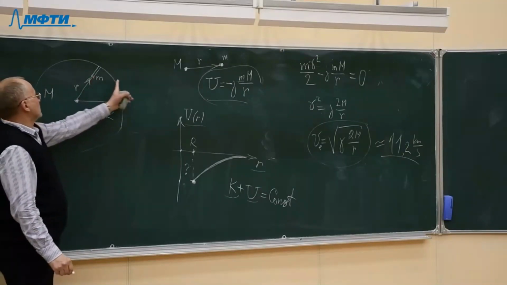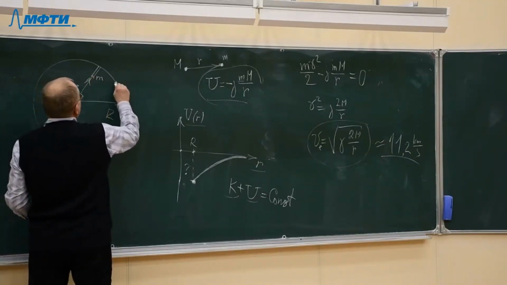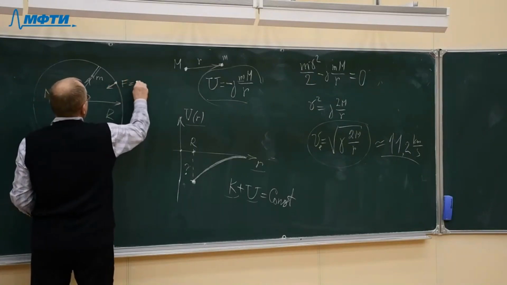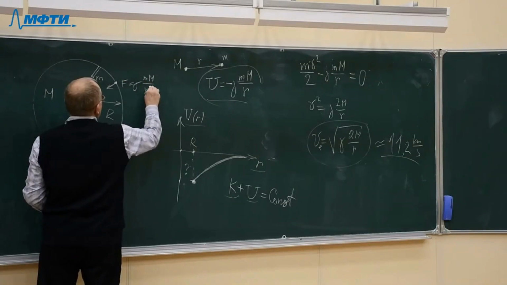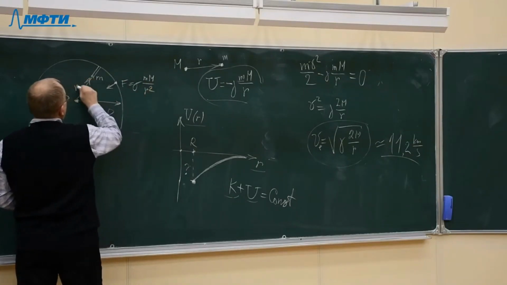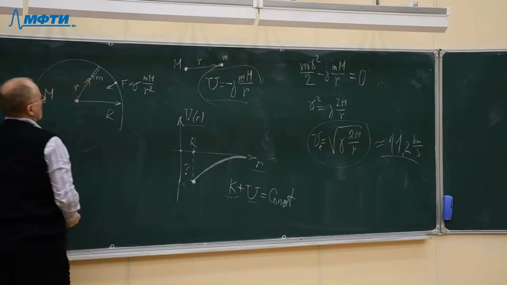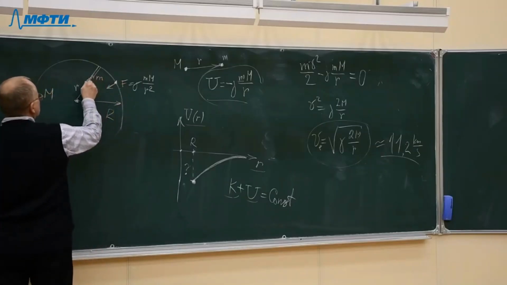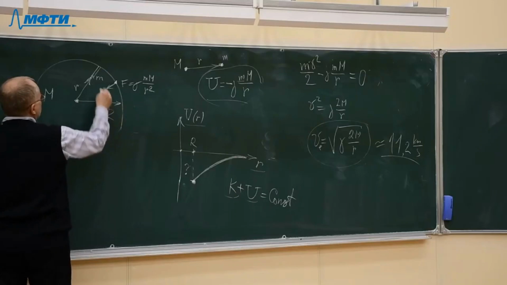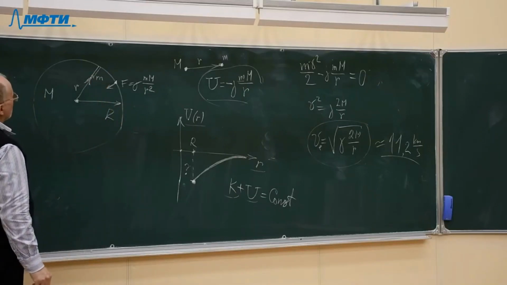If the body is on the surface, we know the force of attraction here will be given by the law of universal gravitation. This is when the small radius equals the radius of the planet, on the surface of the planet. But if the small radius is less than the radius of the planet and the body is somewhere here, what force will act on it?